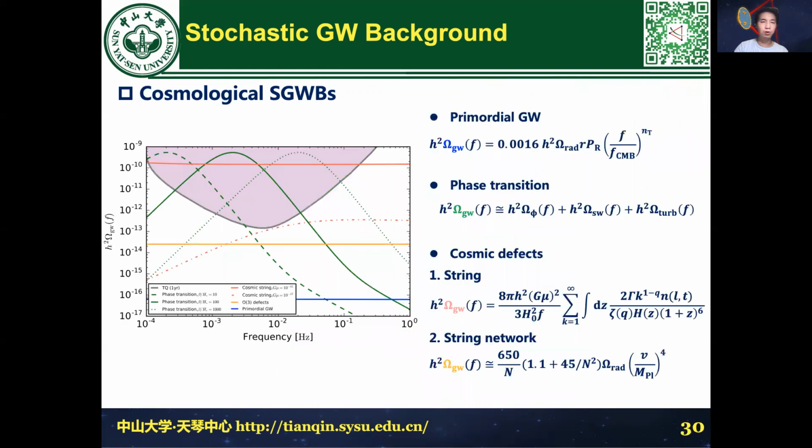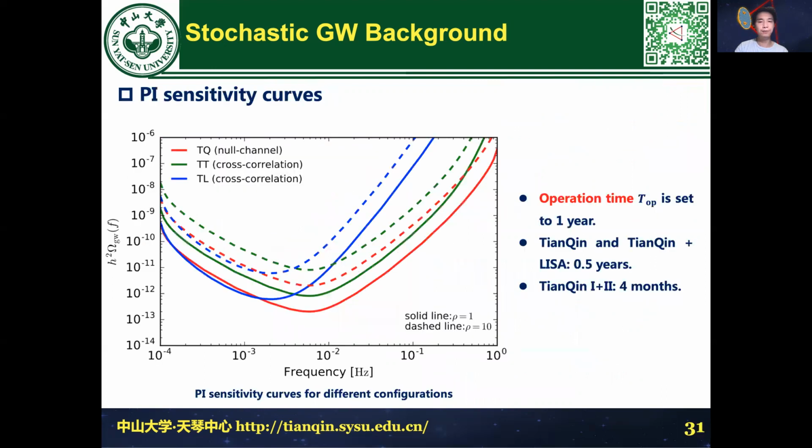And for the cosmological origin, for example, the phase transition, the primordial gravitational wave, or the cosmic string, etc., different models give wildly different predictions on the strength. However, TianQin in the future, once operating, can help us give very stringent constraints on relevant parameters. And we also discussed the possibility of using TianQin as well as LISA to form a network and then put constraints on these stochastic wave backgrounds.